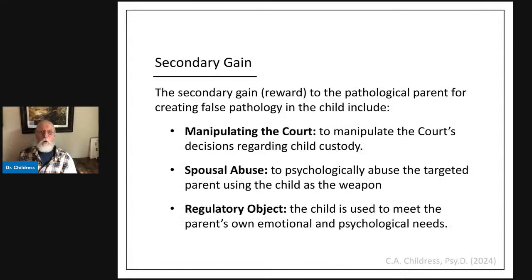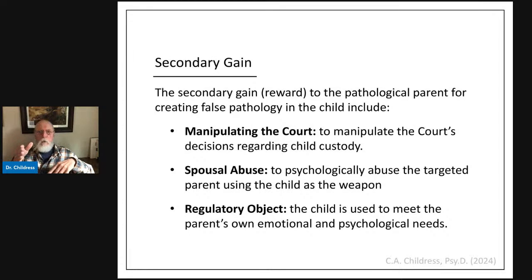Okay. So the secondary gain, that's why it's important to understand for treatment-related purposes what the secondary gain is to the allied parent from producing pathology in the child. Because we're going to have to remove those rewards, one of which is spousal abuse. So we have manipulating the court as one motivation, one secondary gain. The motivation to produce pathology in the child is to manipulate the court's decisions regarding child custody. Second is they produce the pathology in the child to psychologically abuse the targeted parent, using the child and the child's symptoms as the weapon.